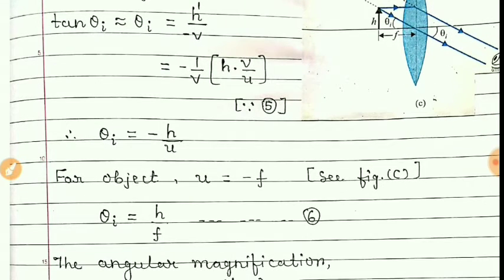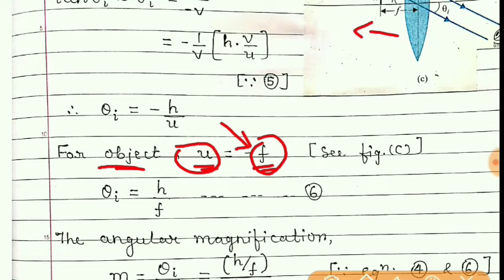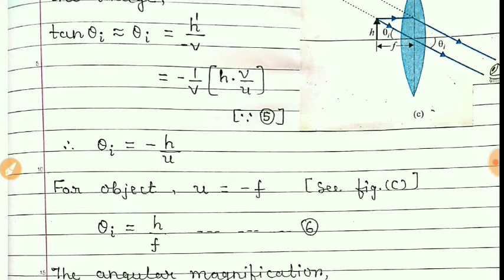Now students, if the object is kept at focus, that is object distance is equal to f. Why is there a negative sign? It is because it is towards this side. That's why object distance is taken negative. So if the object is placed at the focus, what will happen? This u will be equal to minus f.